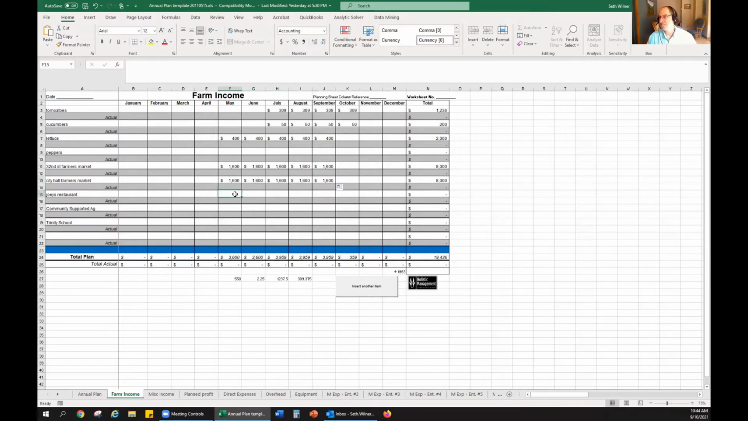Joey's restaurant, say they're going to give you 100 a week. And so that's 400 a month. And that's really going to start in June, and that's going to go through October. Fair enough, right? Your community supported agriculture. So money might actually come in the off season, which is wonderful, right?